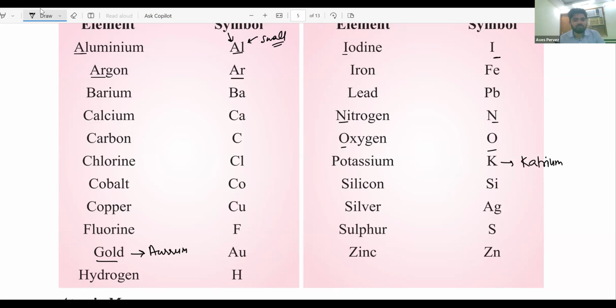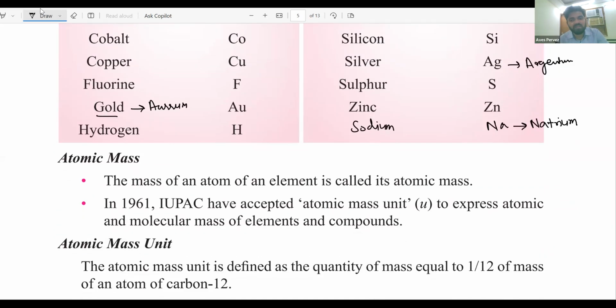Like we have sodium. Where is sodium? Sodium is not written here. Sodium is Na. And why is it not So? Why is it Na? Because its original Latin name is natrium. Like Ag, argentum. So there are some elements that have their original names, and their symbols are written according to them.